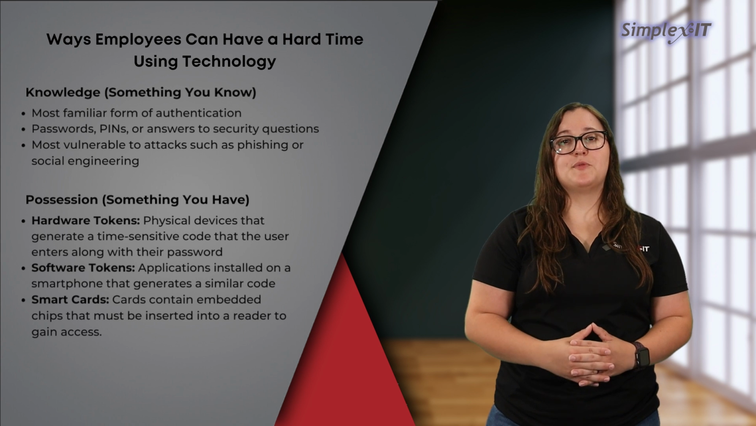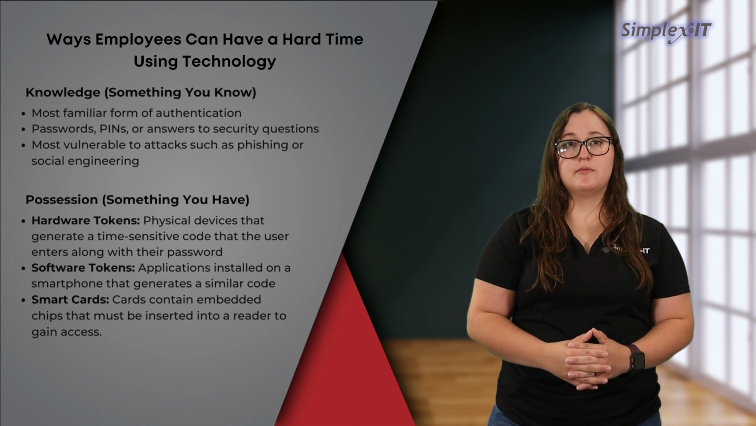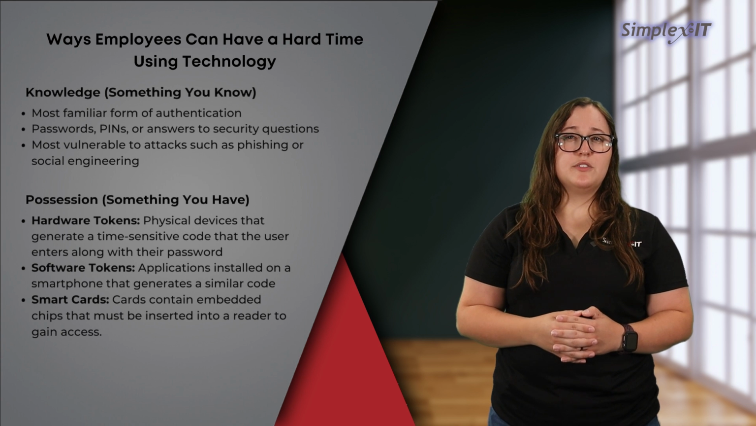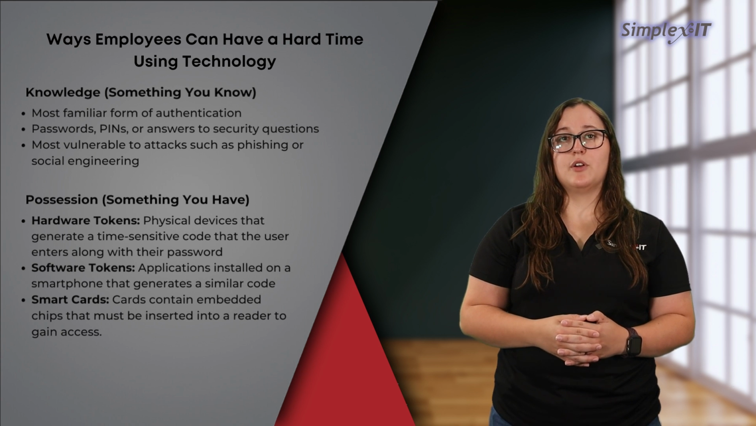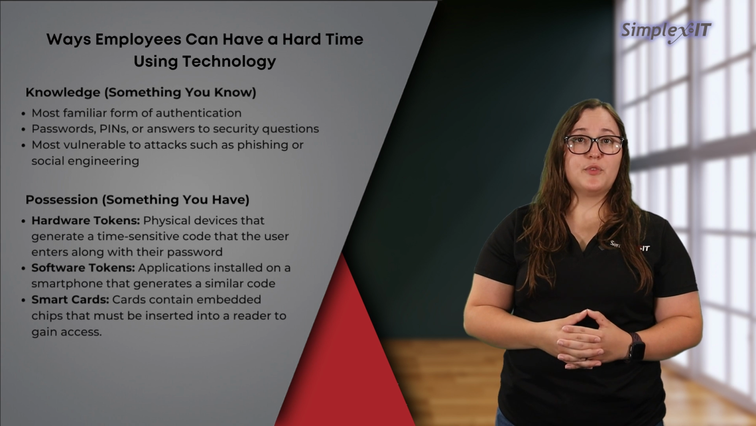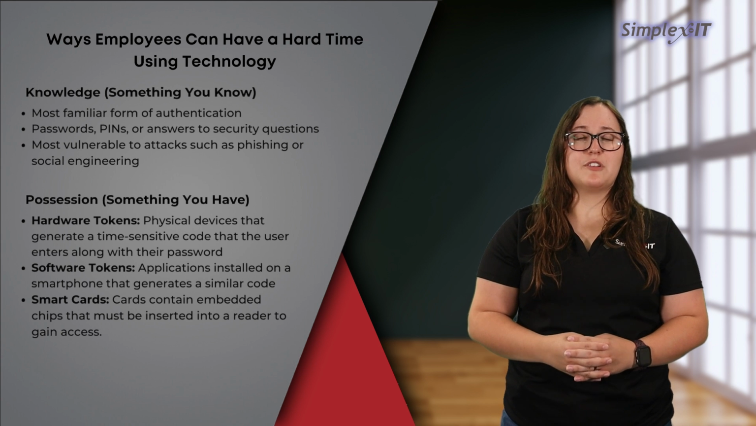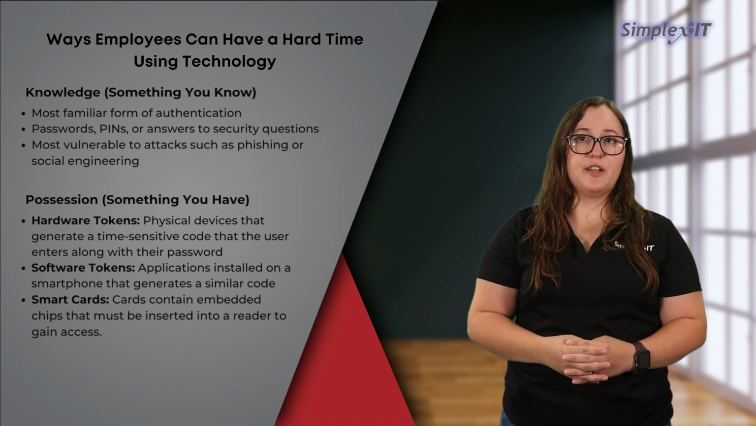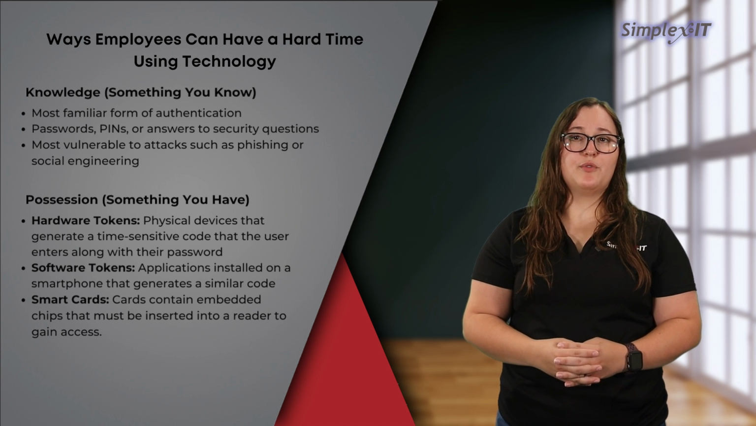Possession. This type involves physical devices that the user possesses. Devices like hardware tokens. These are physical devices that generate a time-sensitive code. The user enters this code along with their password to authenticate. Software tokens. These are applications installed on a smartphone or other device, like Microsoft Authenticator. They generate a similar time-sensitive code for authentication.